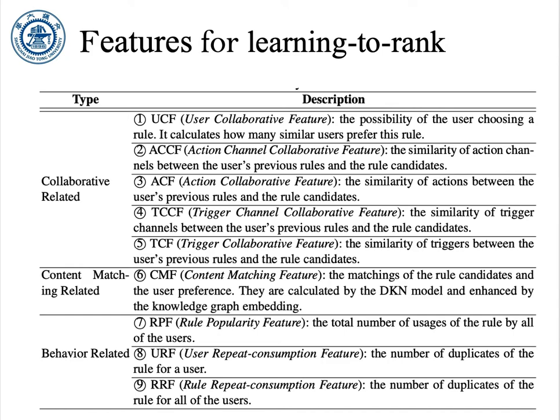We extract 3 behavior features from users' history interactions. RPF. It sums up the usage of a popular rule by all of the users. URF. Given a rule R, computes the duplicates of the rule for a user U. Since users may have different repeating habits, it is necessary to model a user and her/his individual behaviors. RRF. It computes the total duplicates of a given rule.